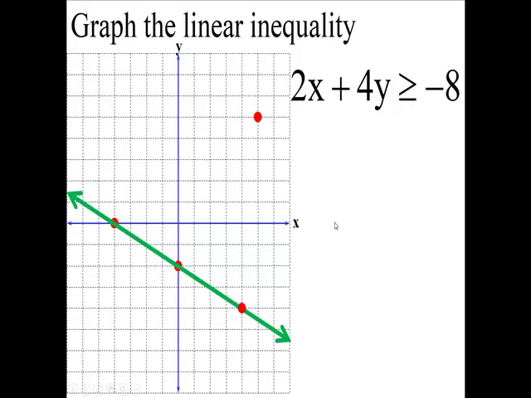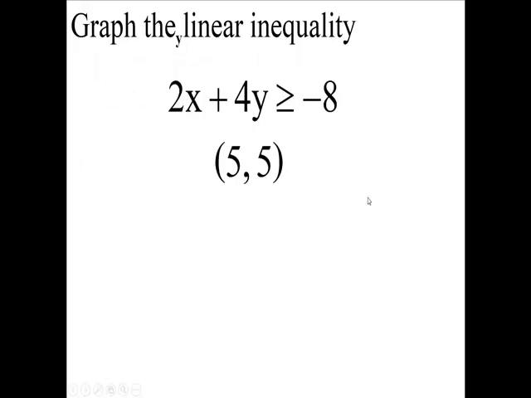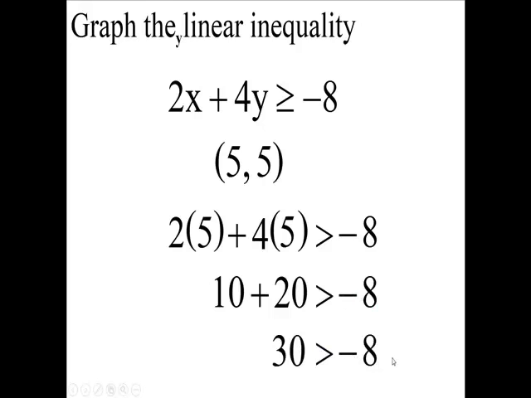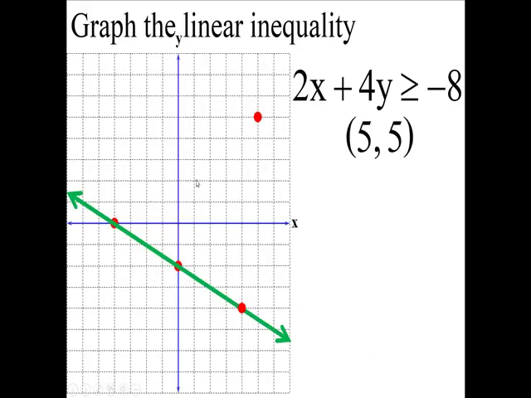My favorite point to test is 5, 5. You can test 0, 0 or 5, 5. If you put 0 in here for the x and y, you'll get 0 is bigger than -8. That's true. But just for fun, let's put in a 5 for the x and a 5 for the y. It's 2 times x, and 4 times y. We're getting 10 and 20, and that's 30, which is bigger than -8. Okay, so both 0, 0 and 5, 5 work.